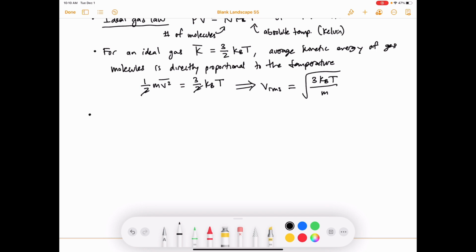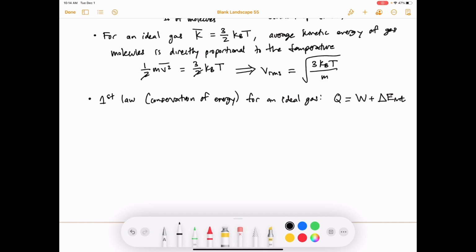So the next thing we learned about is how do we apply the first law, which, by the way, is just conservation of energy. Okay, the first law of thermodynamics is nothing more than a statement that energy is conserved. But how do we apply this for an ideal gas? Well, this is what it looks like. Q is equal to W plus delta E internal. So in this equation, the variable Q stands for the heat that's flowing into the gas or out of the gas, depending on the sign.